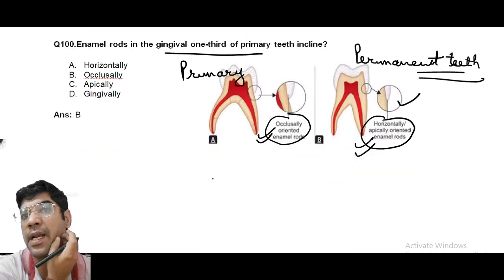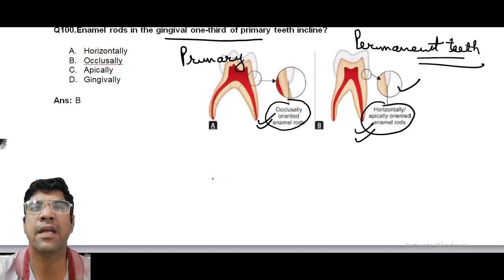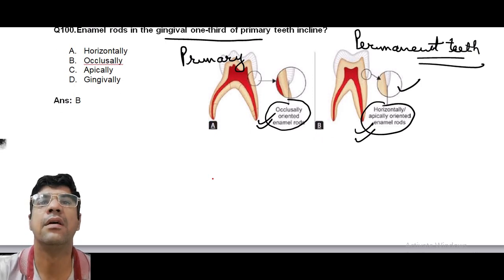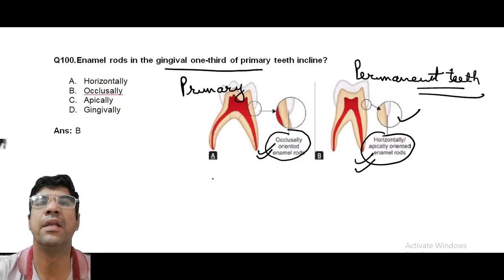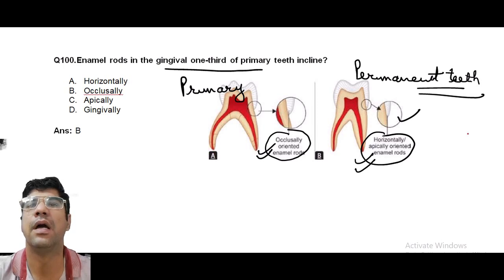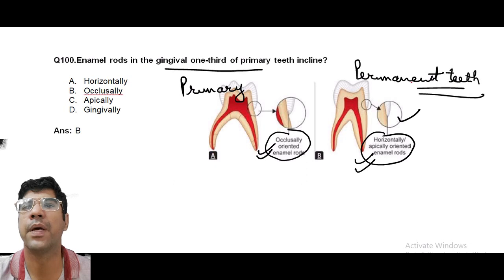The enamel rod in the gingival one-third of primary tooth, they incline. So as seen in the diagram, in the gingival one-third of primary teeth, they are occlusally oriented, and for the permanent they are horizontally or apically oriented. So this one is for primary tooth and this one is for permanent teeth.